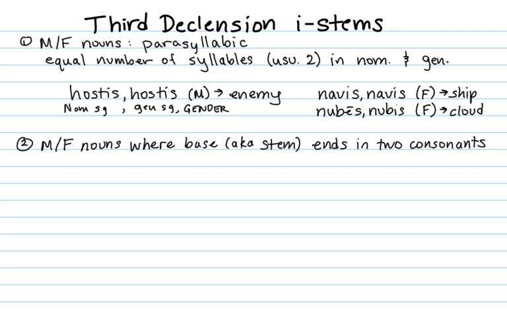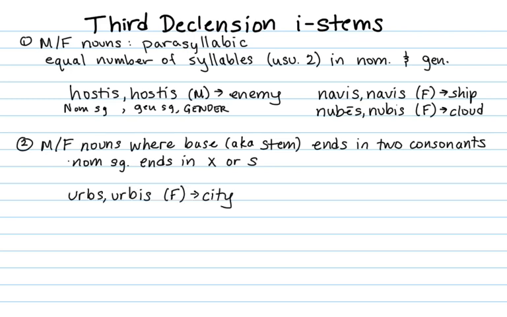Second rule, if a masculine and feminine noun has the base, which is another word for stem, ending in 2 consonants, then that masculine or feminine noun will follow the I stem pattern. Usually, if the base ends in 2 consonants, you will see the nominative singular ending in either X or S.